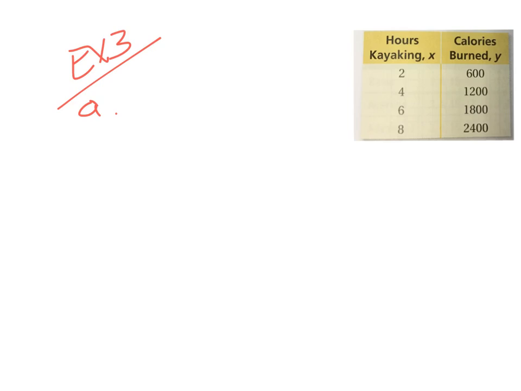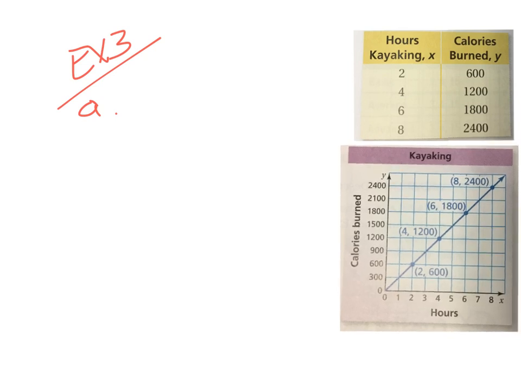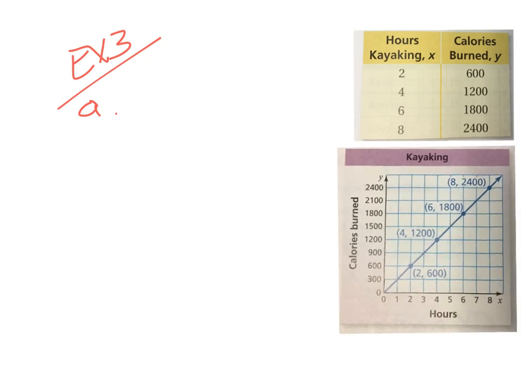Okay, so the first thing is to graph this. I'm actually not going to require you to do that right now since we are in virtual learning. But I'm going to show you what the graph would look like. So if you were to graph this, this is what it would look like. And it asks you whether this is continuous or discrete.